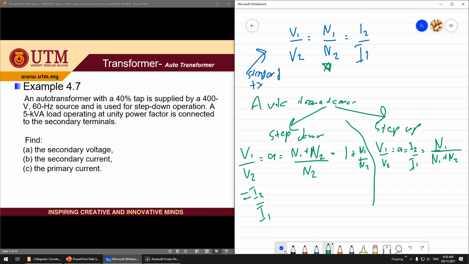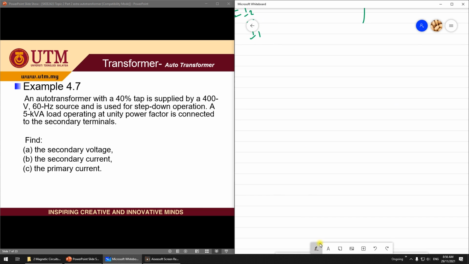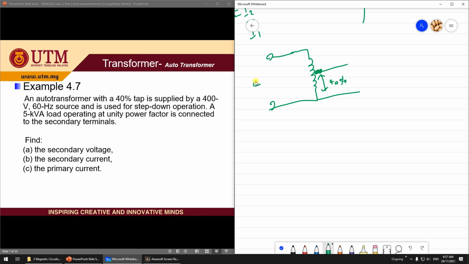Okay, so this is an example on the calculation of the transformer. Example 4.7: an auto transformer with 40% taps is supplied by 400 volt. 40% tap means that, remember that I said it is something like this, winding, and then this is the tap, connected here. So what it means to have 40% tap, this is 40%. Supply is 400 volt.